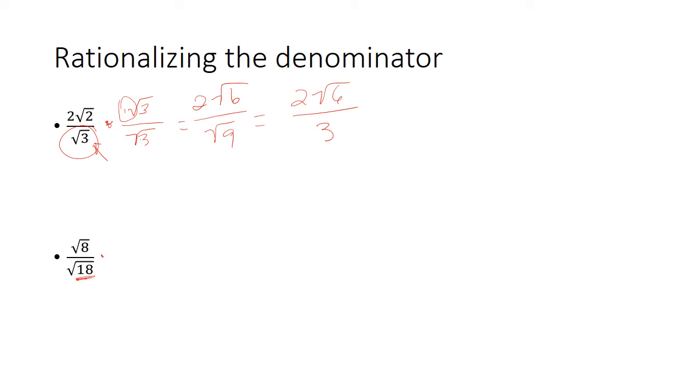So if I multiply the top and the bottom by the square root of 2, on the bottom down here, I will get the square root of 36. And on top, I would get the square root of 16. Okay, so now I can take the square root of 16 and get a 4. And on the bottom, I can get a 6. And now I need to reduce my fraction, which is 2/3.